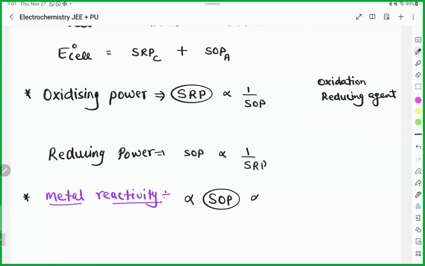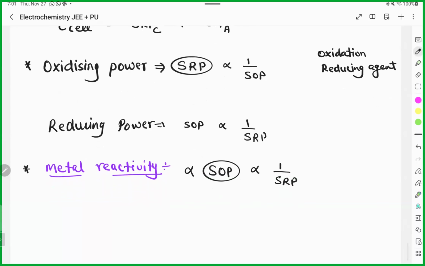And elements like gold and platinum are present below in the table, with very high reduction potential. What does it mean? They are less reactive. That's why gold is present almost freely in nature. But lithium is never found in pure form, right?